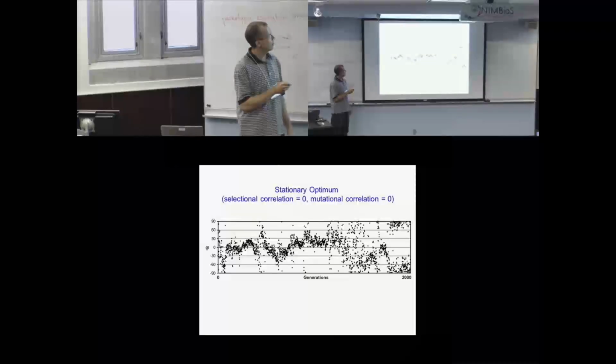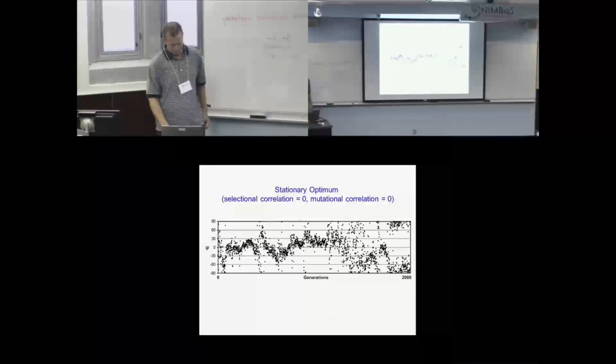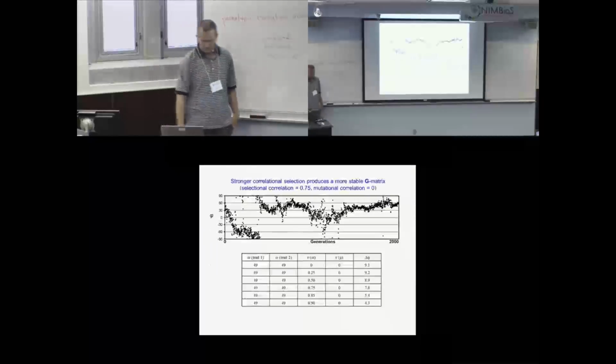All right, and so you can see with no selectional correlation and no mutational correlation, there's quite a bit of evolution of the angle of G. It's just kind of going all over the place. But there are periods of relative stability. It's not just a random draw every single generation, right? There's some history here. But then you can reach areas where it's incredibly unstable for some period of time, right? And so this is sort of just baseline data showing you the stability of G without a lot of constraints on the evolution of G.